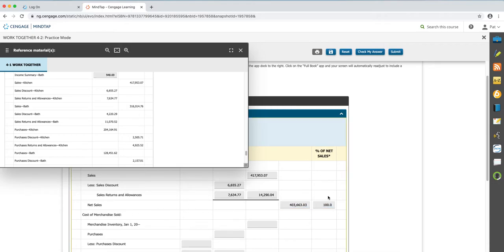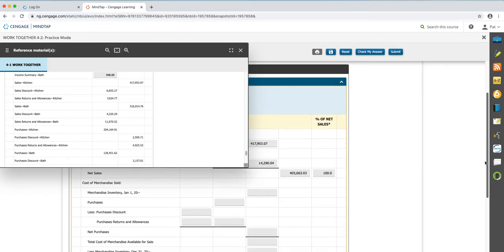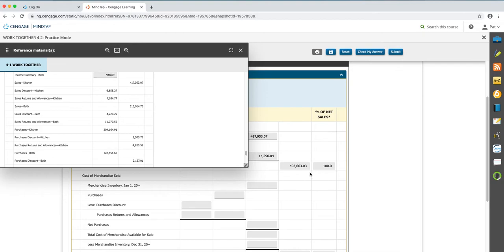And we're dividing everything by sales. So that's our component percentage. Our vertical analysis ratio is 100%. Okay? Because sales divided by sales is 1 divided by 1, right?